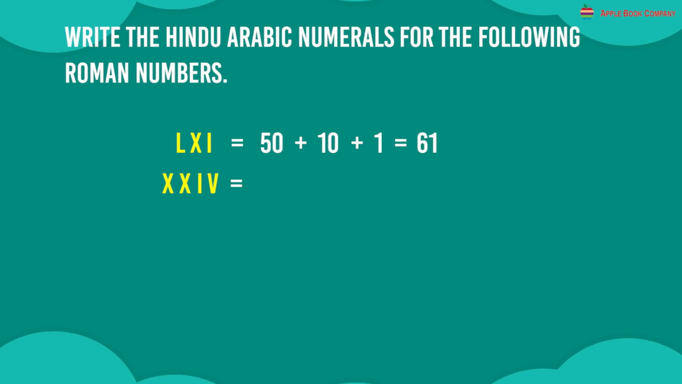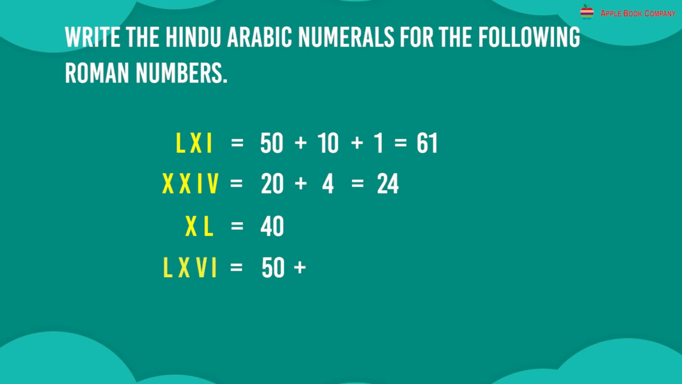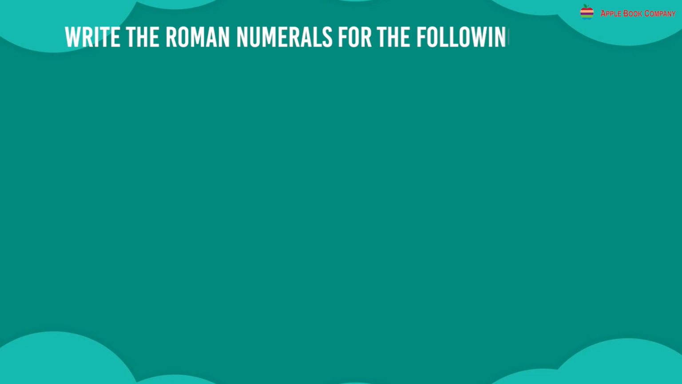XXIV is 20 plus 4, 24. XL is 40. LXVI is 50 plus 10 plus 6, 66. XCVI is 90 plus 6 is 96. Next, write the Roman numerals for each of the following Hindu Arabic numerals.